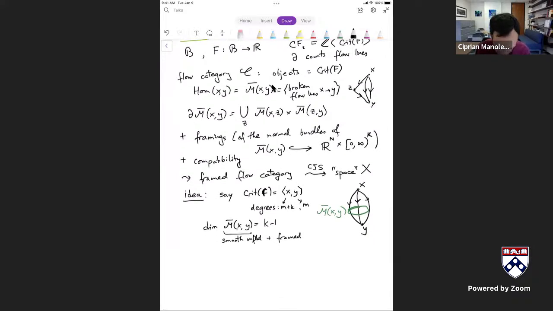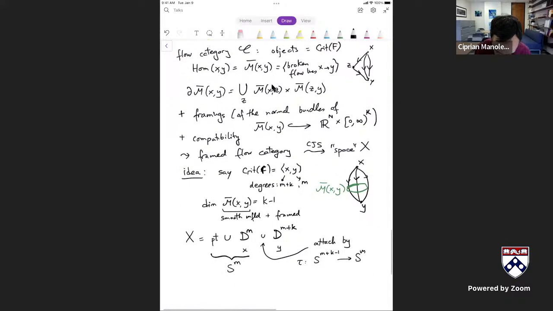So now we're constructing a space. So X is going to be, well, we start with a base point. All our spaces are based. And then we add a cell for each critical point. So I'm going to add a cell in dimension M for X and one in dimension M plus K for Y. So this comes from X and this comes from Y. Together, this makes a sphere. And I want to attach this M plus K dimensional sphere by a map tau from S^(M+K-1) to S^M.